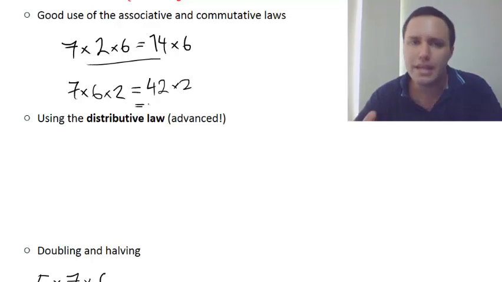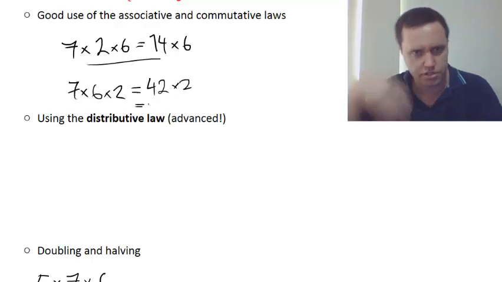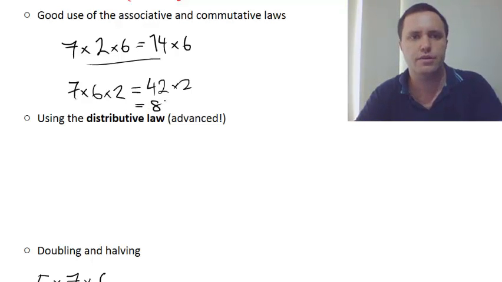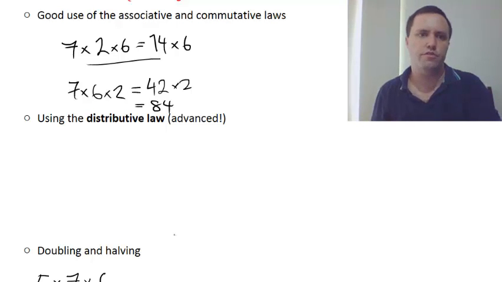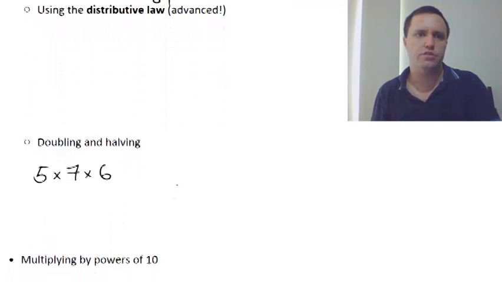Now that's a lot easier than 14 times 6 just to quickly do. Okay, and you'll be able to see this quickly, that's 84. So that's using your associative and commutative law as well. Okay, you could use the distributive law.